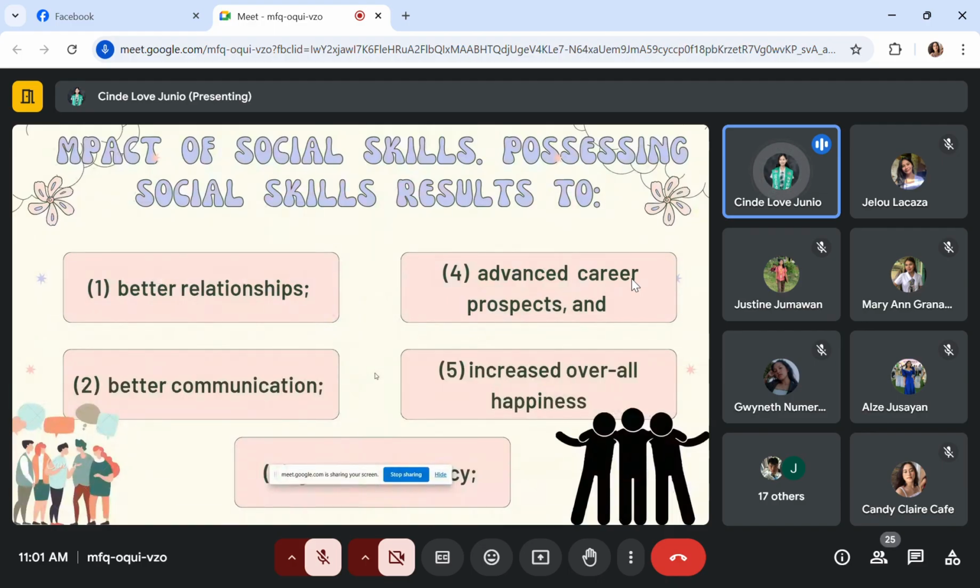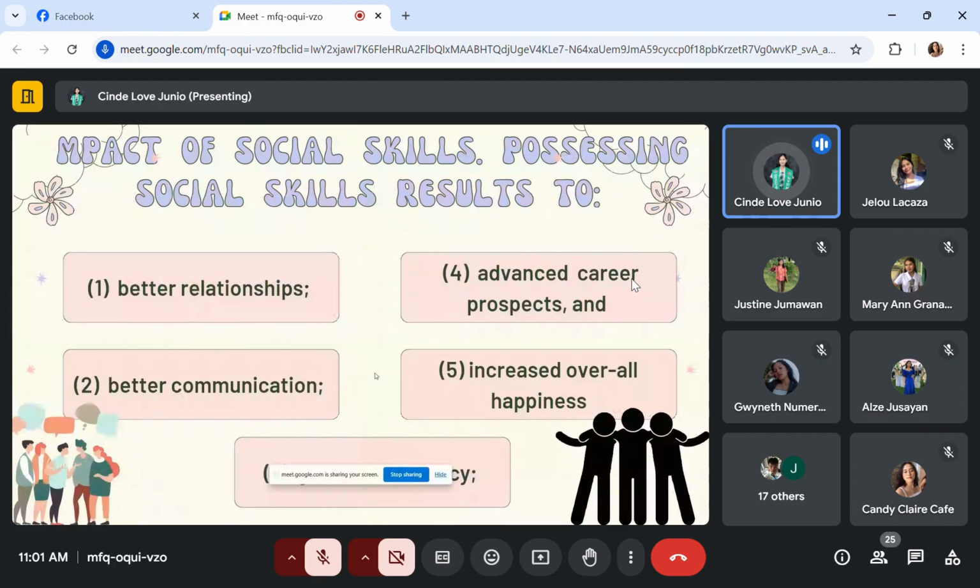And third, rather, is greater efficiency. So you can work well with others and complete tasks faster. Like in a group project, you can divide the tasks fairly and finish them in time.